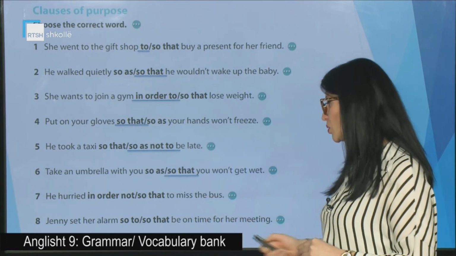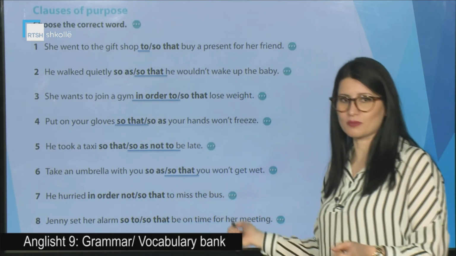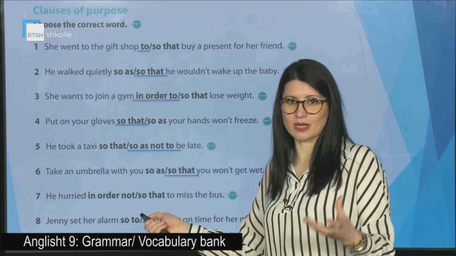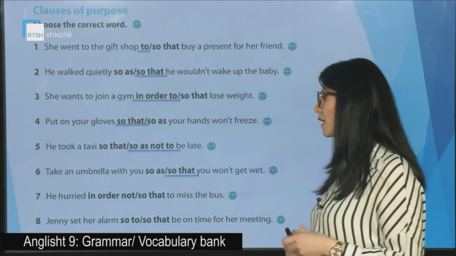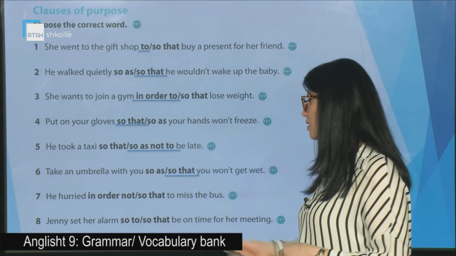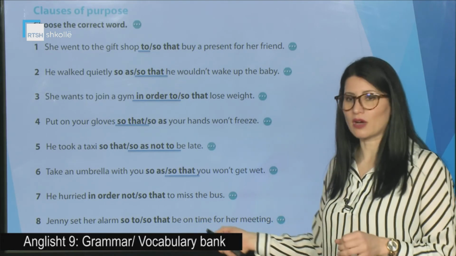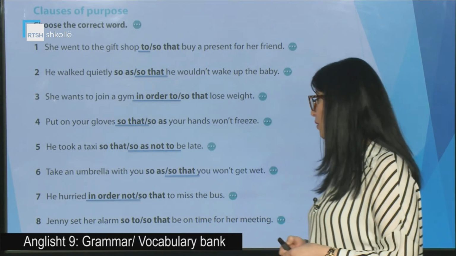He hurried in order not to miss the bus or he hurried so that to miss the bus. So the second one is a little bit contradictory, right? So we use in order not. Janie set her alarm so to be on time for her meeting or so that be on time for her meeting. It is so as to be on time for the meeting.